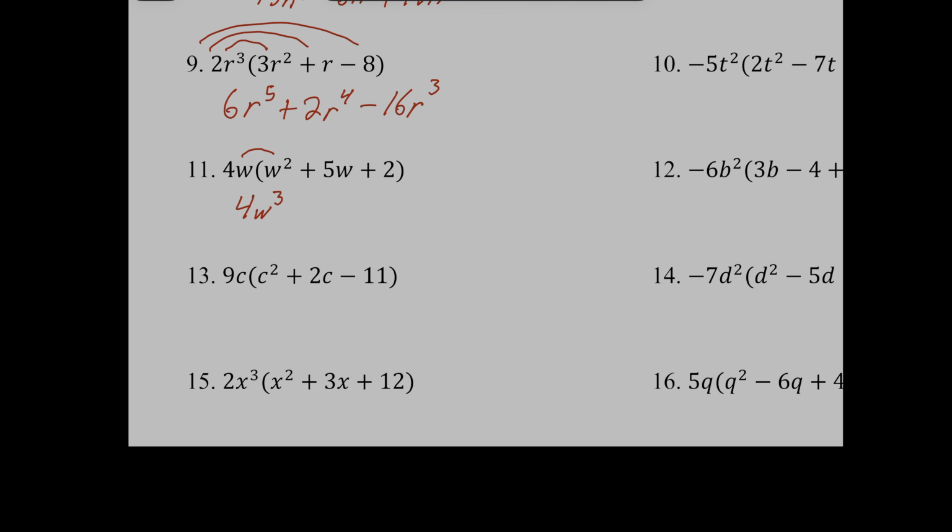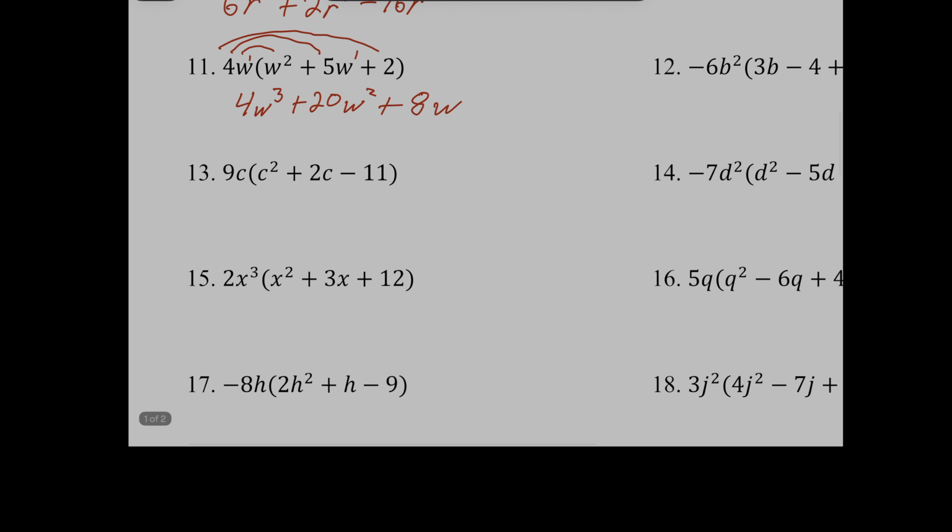4w cubed. Boom. Plus 20w. How many w's do I have? 1. I have 2. Plus, now I times it by 2. There are no letters, so I just do the numbers, and I just copy down the letter. All right? Let's go on to number 13.